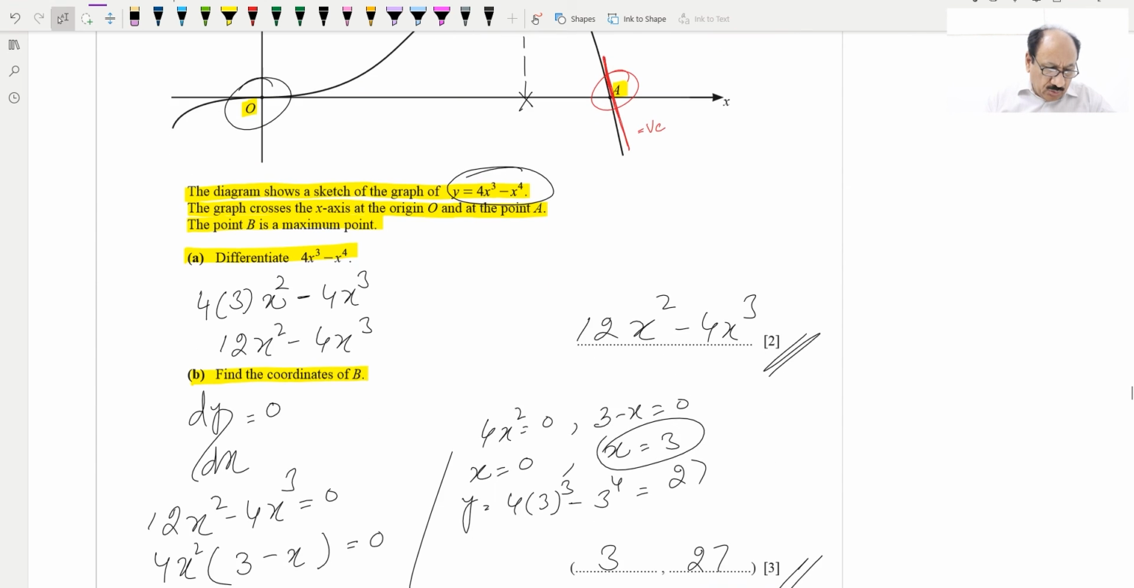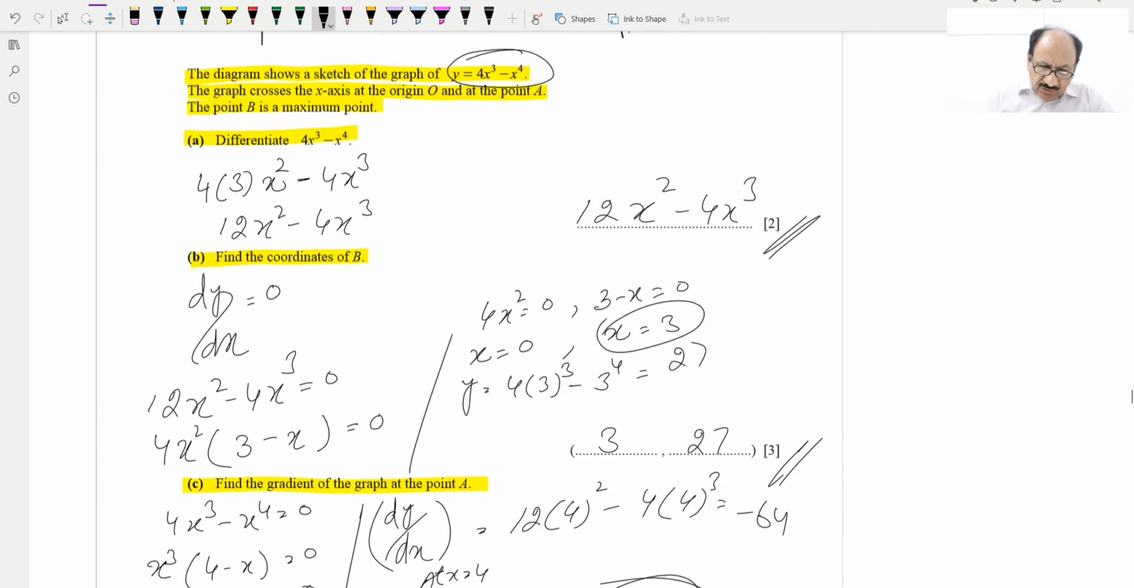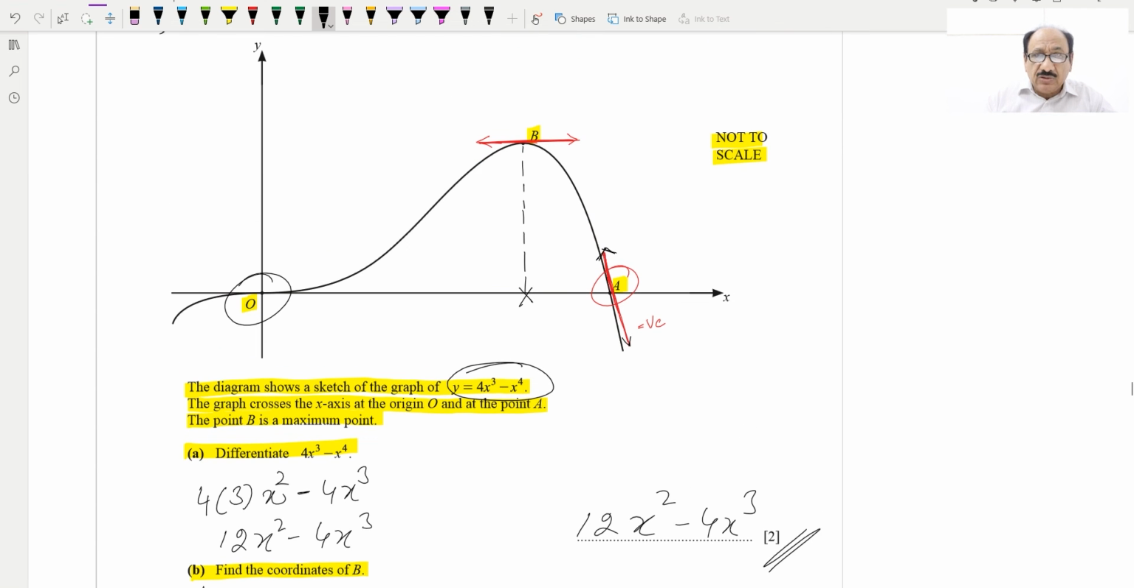You need to keep in mind that the first order derivative gives us the gradient, and to find the gradient at a point, we take the x value and find the gradient at that point, which we have done, which is minus 64. And you can see we identified that the gradient at A is negative, and we are getting that as well. This is the type of logic check you need to do whenever you are finding the gradient, or whenever you are finding an answer. You need to check whether your answer is logical or not.